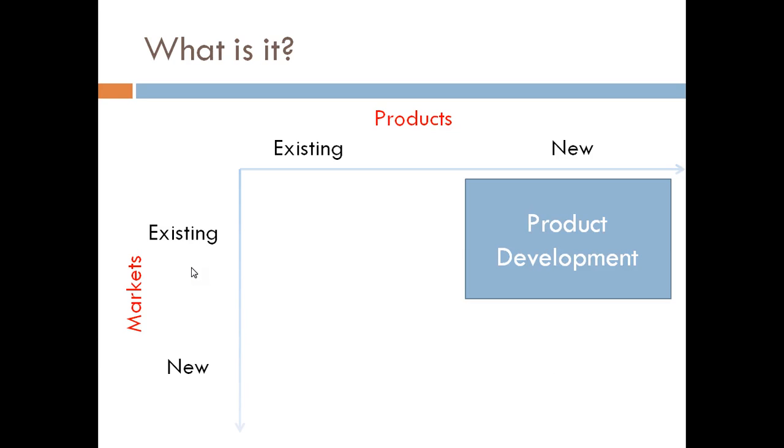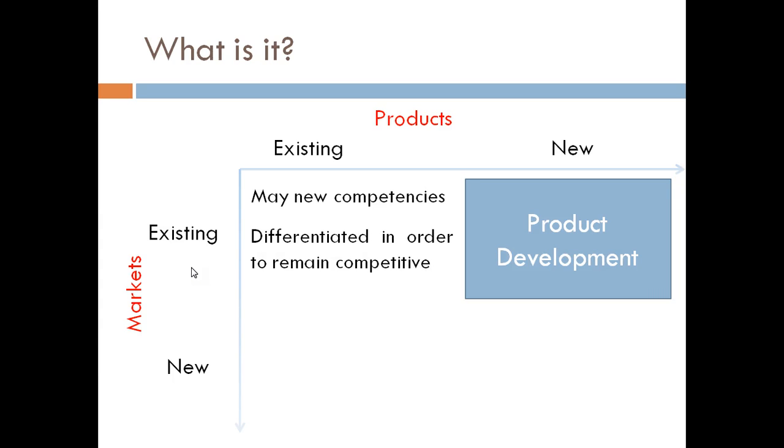The third alternative is product development. Like I said earlier, you have an existing market, but you provide new products to serve this existing market. And let me say that because you are producing new products or new services, the company may need to enhance its competencies. It may need new competencies to be able to produce these new products or services. It is also much more suitable for companies that compete in an environment where they need to differentiate themselves in order to remain competitive.